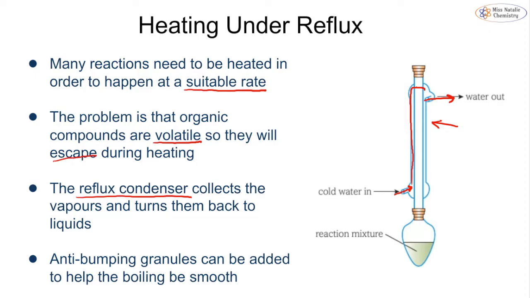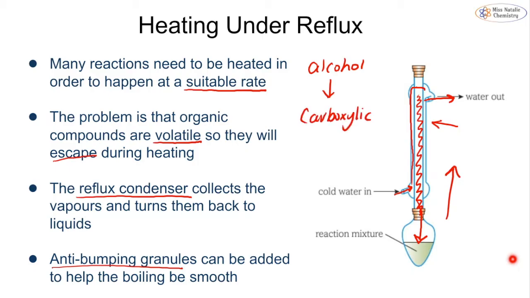And that cold water cools all of this section here in the centre, so that when our vapours travel up, they are then cooled, they're turned back into a liquid, and then they drop back into the reaction vessel. And sometimes we might use anti-bumping granules just to give us nice smooth boiling as well. We use heating under reflux for many different reactions. Probably the one that is most common is turning a primary alcohol into a carboxylic acid. We're going to heat under reflux in order to do that.